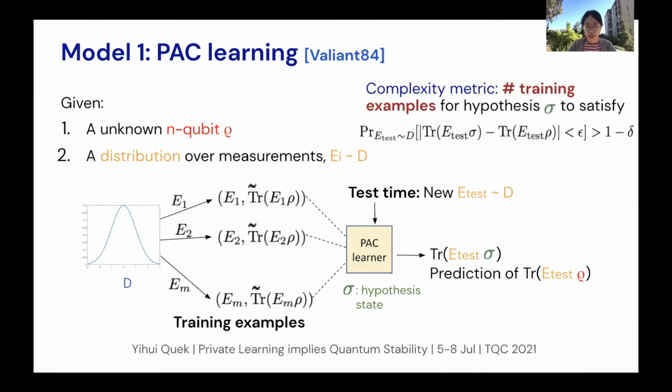And the complexity metric here is the number of training examples that are necessary. So that was M in this example, for the hypothesis sigma to be a good predictor of the value of trace E_test rho. So more formally, it's supposed to be probably, that's the 1 minus delta, approximately, that's the epsilon, correct, when predicting the value of trace E_test rho.